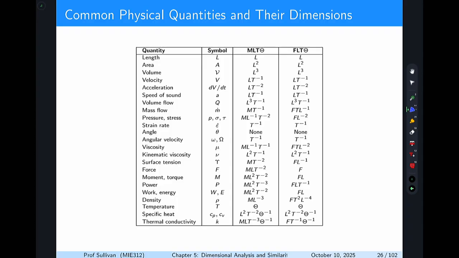Actually, okay. So I don't expect you to remember all of these relationships. You should know length, area, volume, velocity, acceleration. Speed of sound you should know. Volumetric flow, mass flow, sure. Pressure, stress starts to get a little bit weird. Strain rate, angle, you should know that one. Angular velocity, viscosity, kinematic viscosity. I know that came up in the last midterm.